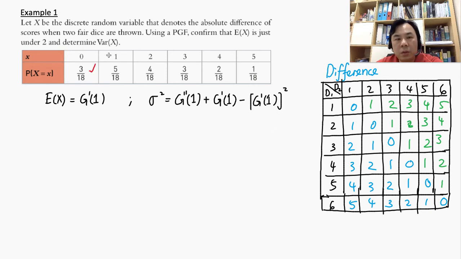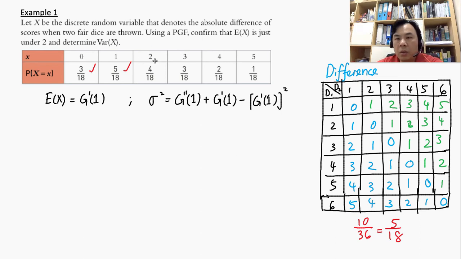Now, if you are interested to investigate getting a difference equal to 1, you can count here. We have 1, 2, 3, 4, 5, 6, 7, 8, 9, 10. That's actually 10 out of 36. So I'm going to write down here 10 out of 36, which is the same as 5 over 18, which is the second one.